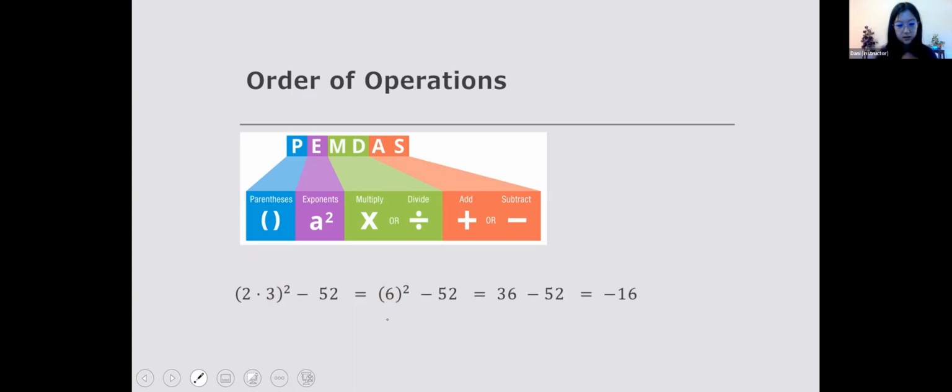And next, because there's no more calculations needed inside the parentheses, we will move on to the next step, which is exponents. And we see here that it's 6 to the power of 2, or we can say 6 squared. That would turn into 36. And now that we see in this calculation, there's no multiplication or division, we will just skip onto the subtraction or addition, which in this case, we will be doing subtraction. So 36 minus 52 will be negative 16. All right.